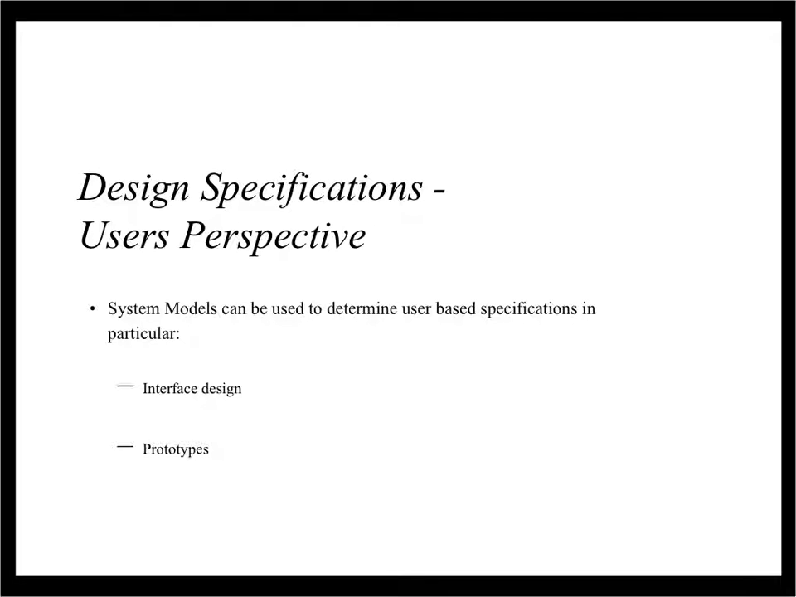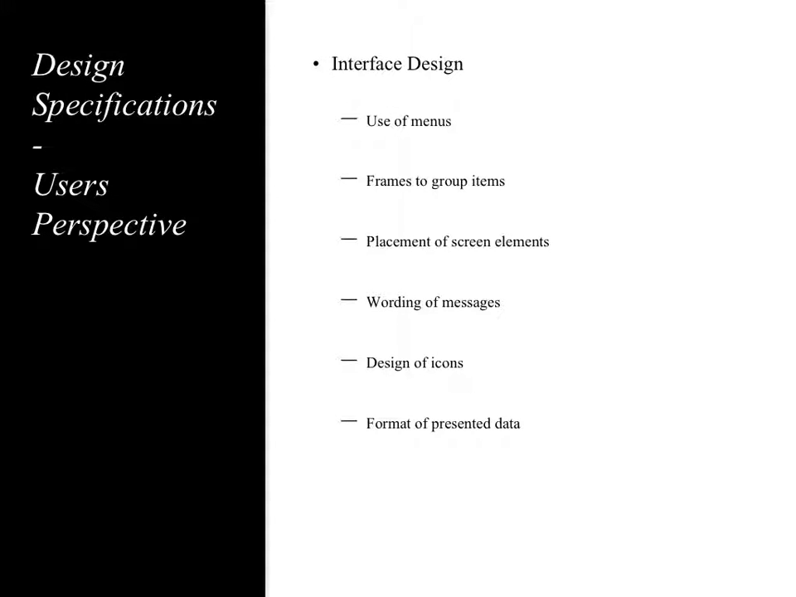The system modelling tools can be used to determine user-based specifications, particularly in terms of interface design and prototyping. In terms of interface design, you can display for the user the design of icons, the wording of messages, the placement of elements on the screen. You can give users a really clear idea about the use of menus. When will menus pop up? Are they dynamic like they are in web-based applications such as YouTube, where the menus appear and disappear and you can enable them with those 3 lines, or are they always going to be there like in other applications where you can always see the file, the edit, the view menus? These are all things that need to be considered from the user's perspective.